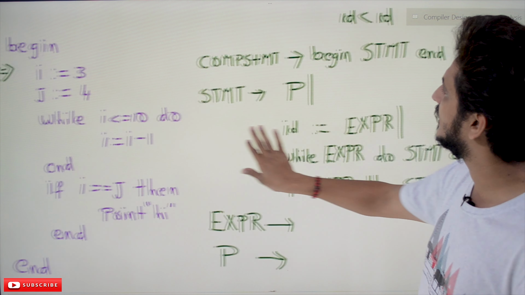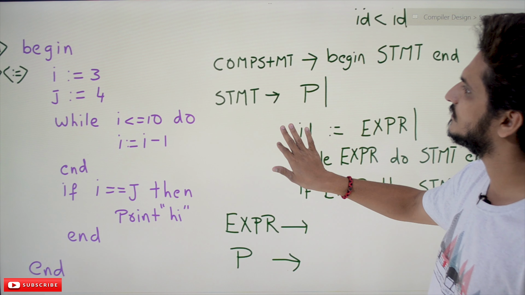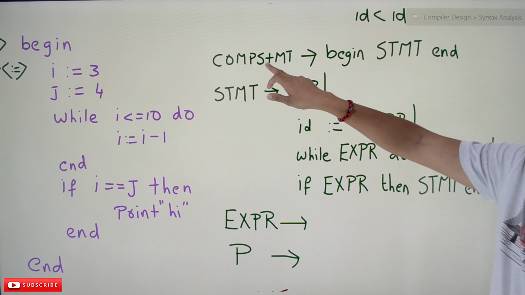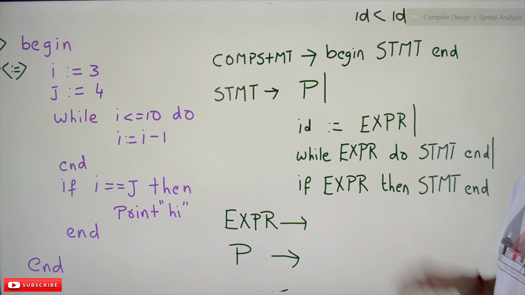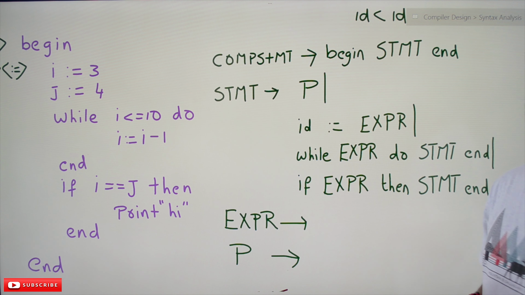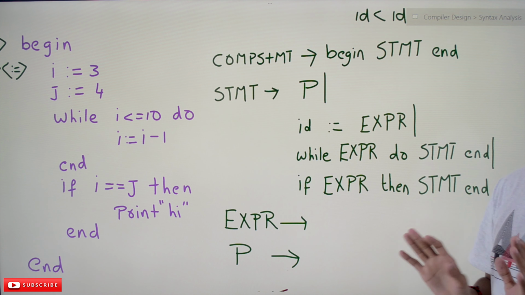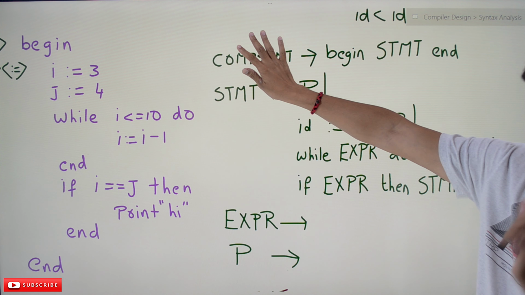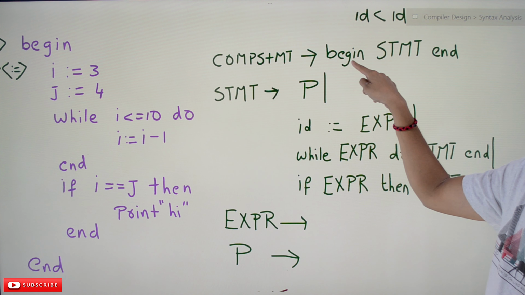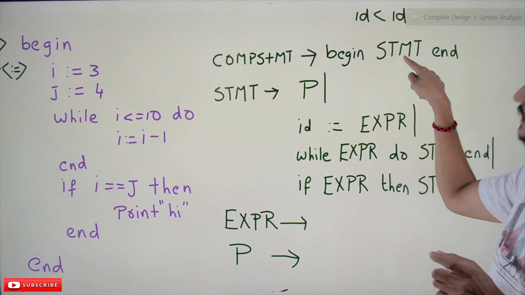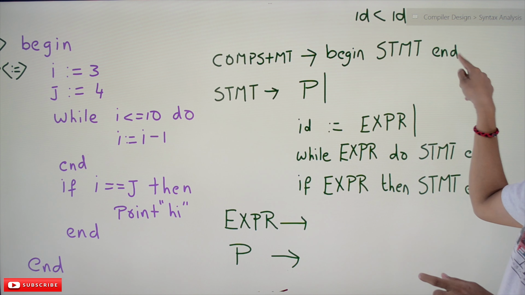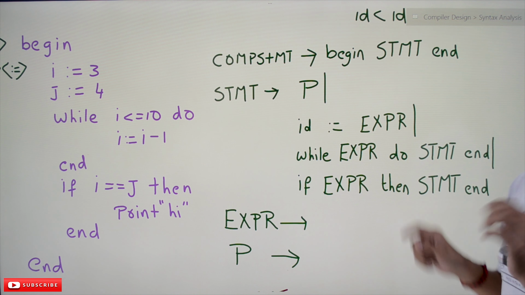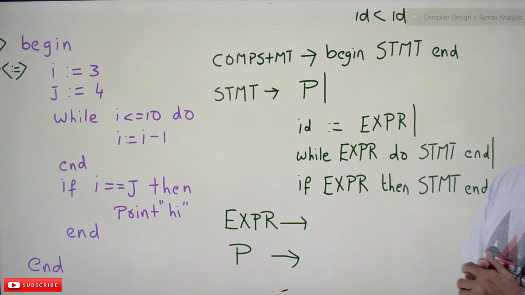So how do we write that? See here. Compound statement tends to begin statement end. See, capital letters are non-terminals, small letters are terminals. It means compound statement is a production that is going to check for the begin keyword. After that, it is going to expand statement, meaning the statement production. After that, it is going to check for the end keyword token.